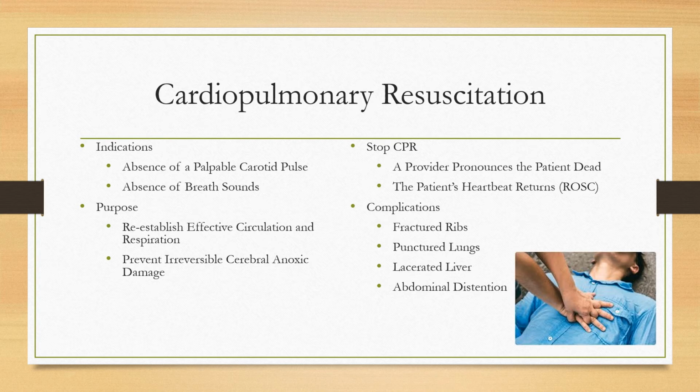What are the complications? Definitely fractured ribs in older patients or younger, but in particular older patients, the ribs fracture. A rib can puncture the lung beneath it, leading to a pneumothorax. A rib could puncture the liver, which is on the right upper side of the abdomen. And the liver goes higher than you think when someone's lying down, right? So you could definitely lacerate the liver.